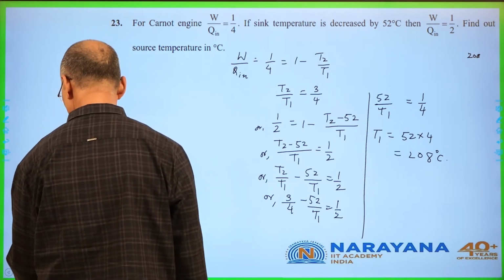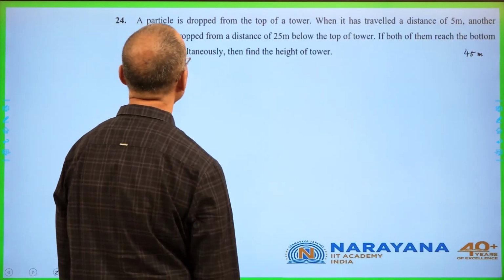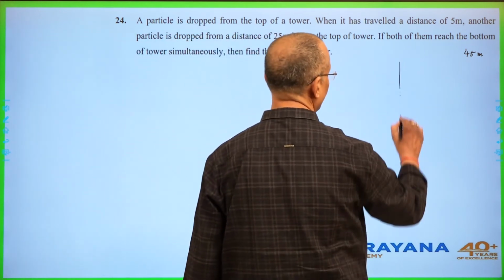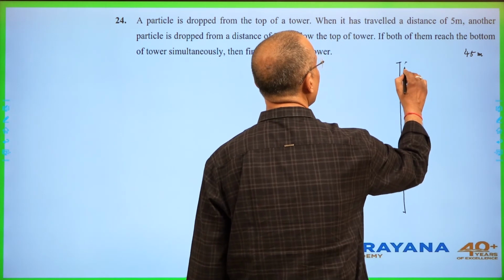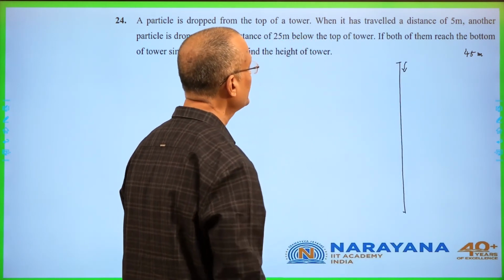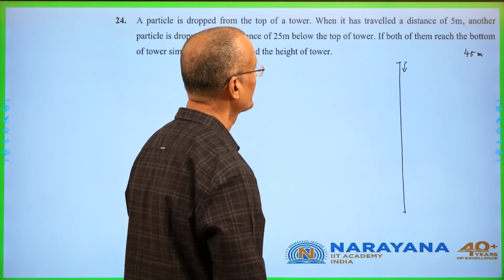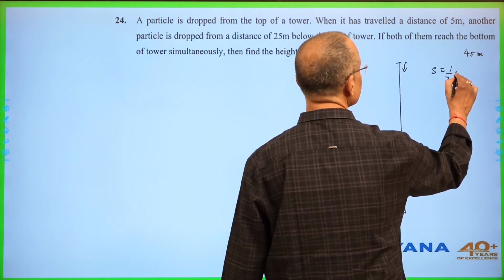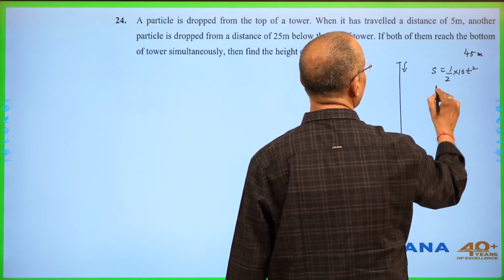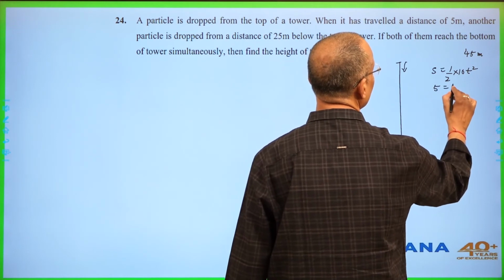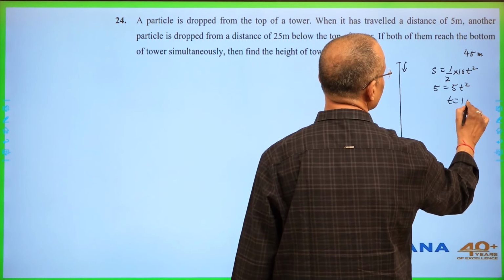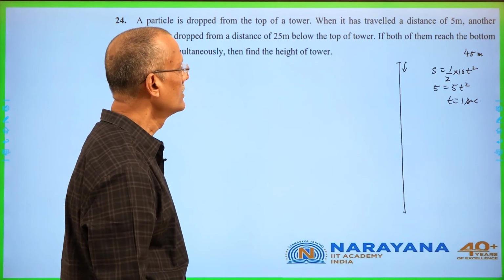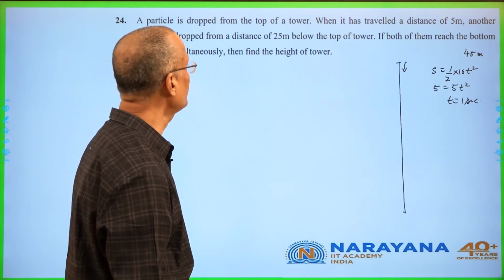Now, let me move to question number 24. A particle is dropped from the top of a tower. So this is a tower. You have dropped a particle from here. It has traveled a distance of 5 meters. S equal to half GT squared. So half G, let us take 10, T squared. This one they have given you 5. 5 T squared, T becomes 1 second. Means in 1 second it has traveled a distance of 5 meters.